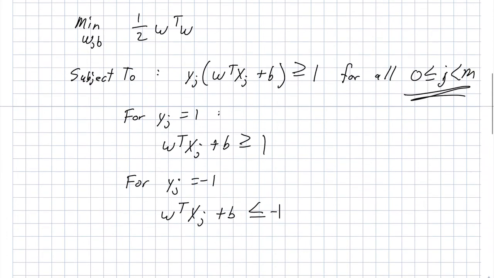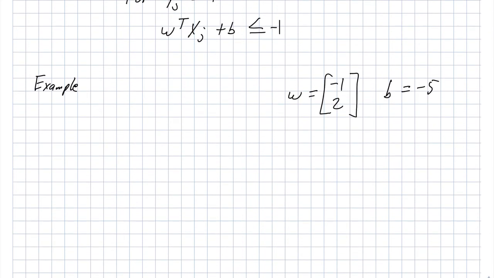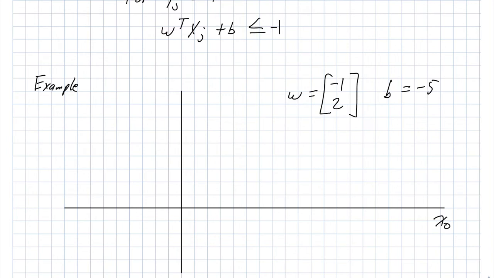Okay, so let's do a quick example here to get a little bit more intuition and to talk about a couple of other quick points. So let's imagine that we have a scenario where we set w equal to -1 and 2, and we'll set b equal to -5 here. So what does that look like in our space here? So this is x0 here, this is x1. And our dividing line corresponds to the case where we have negative x0 plus 2x1 minus 5 is equal to 0.